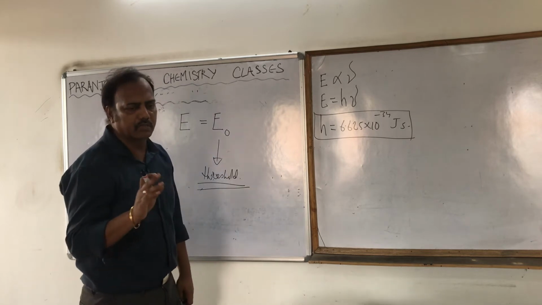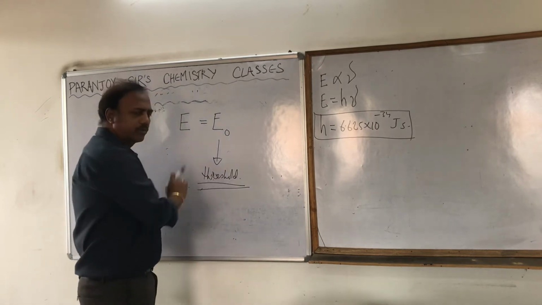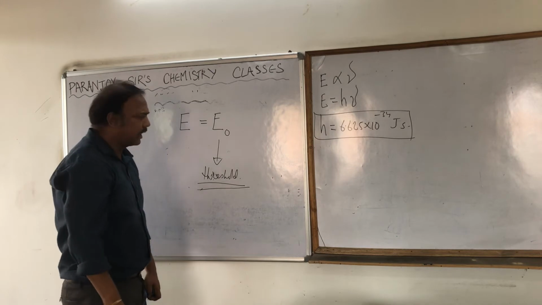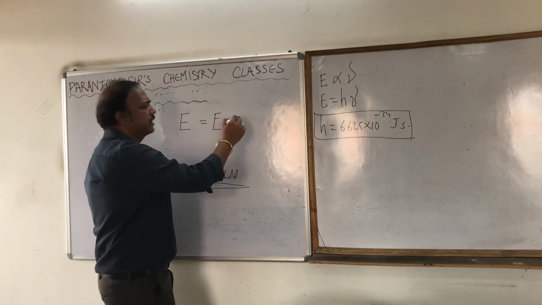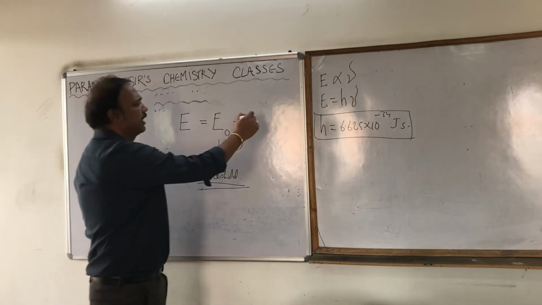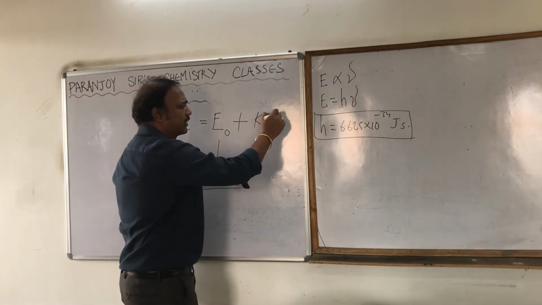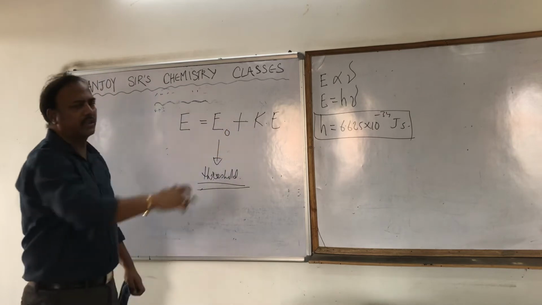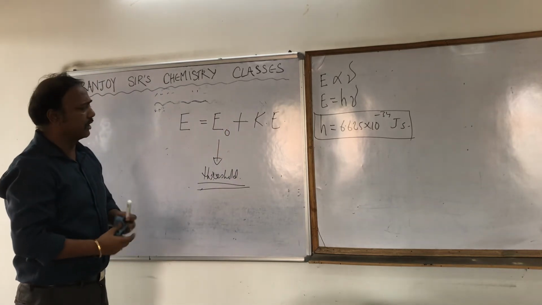That particular energy is called the threshold energy. So E0 is threshold energy plus the kinetic energy. What is that? I am writing over here, kinetic energy. This is the mathematical expression of the photoelectric effect.